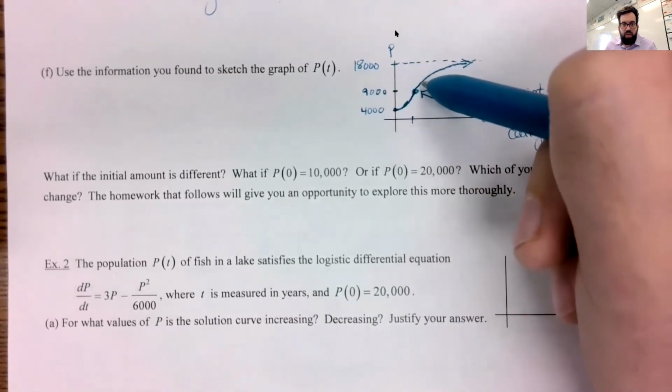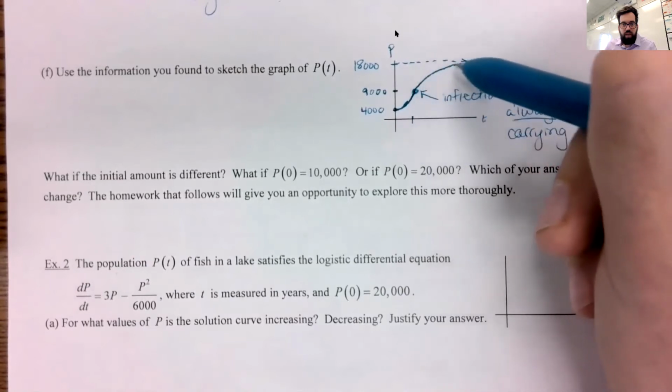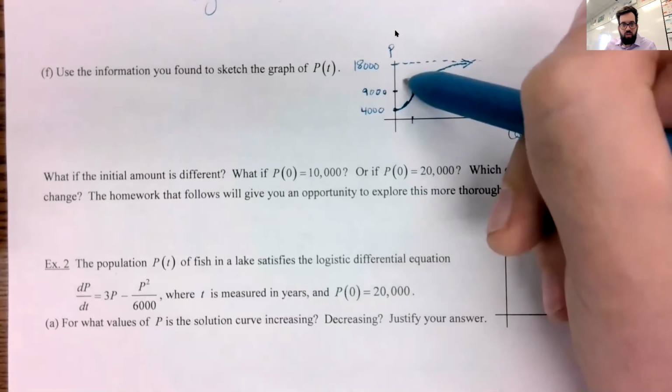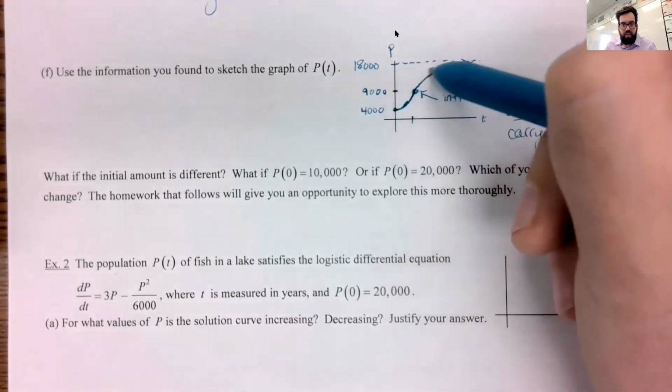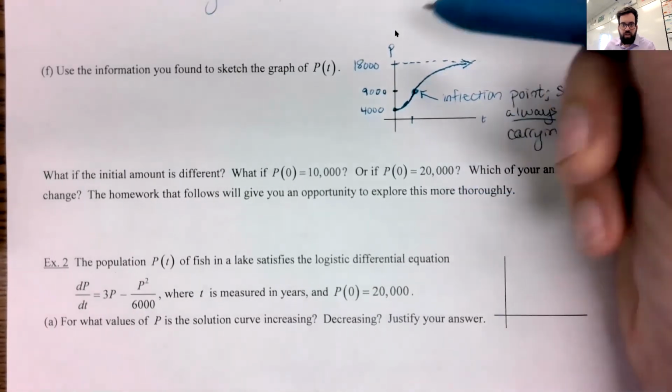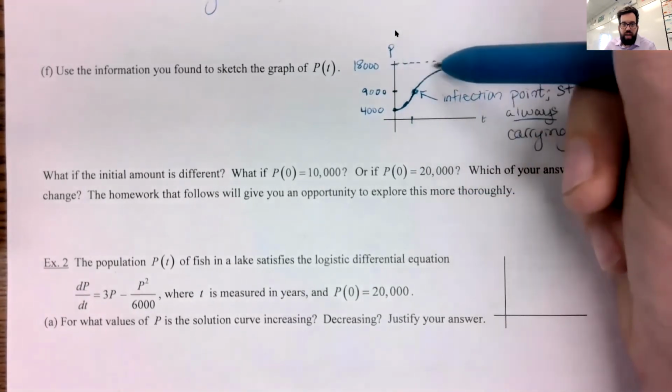So we'd actually start at this point of the curve and already be concave down. We would not have an inflection point if we started with 10,000. It would just be concave down until it approached 18,000 forever. What if we started at 20,000? We'd be above the carrying capacity.